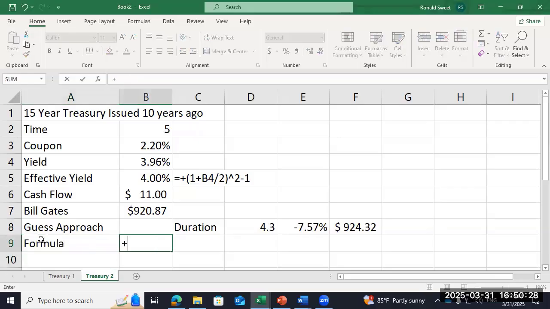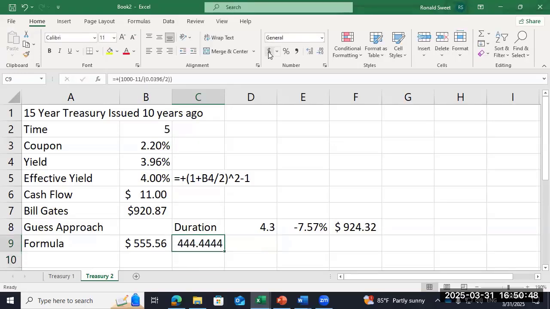So we'll take $11 divided by 0.0396 divided by 2. So that coupon, if we got it for all of infinity, would be worth 556 bucks. But that's not what we're going to get. We're also going to get $1,000, but we're going to lose the $11 divided by 0.0396 divided by 2. We're going to lose that.